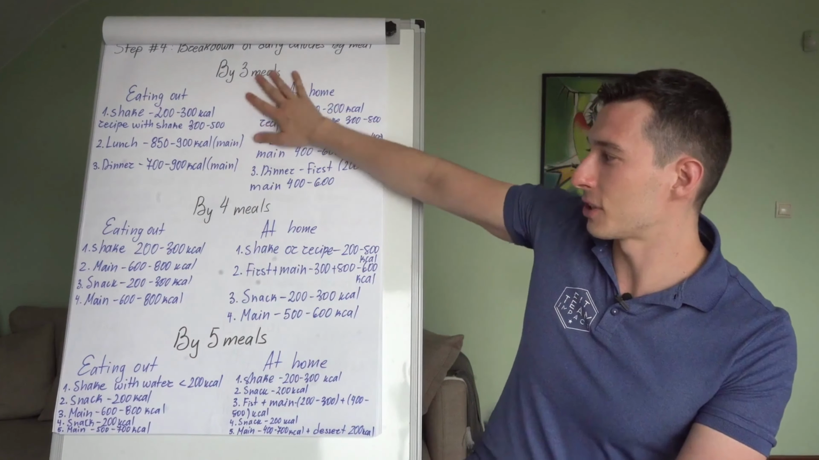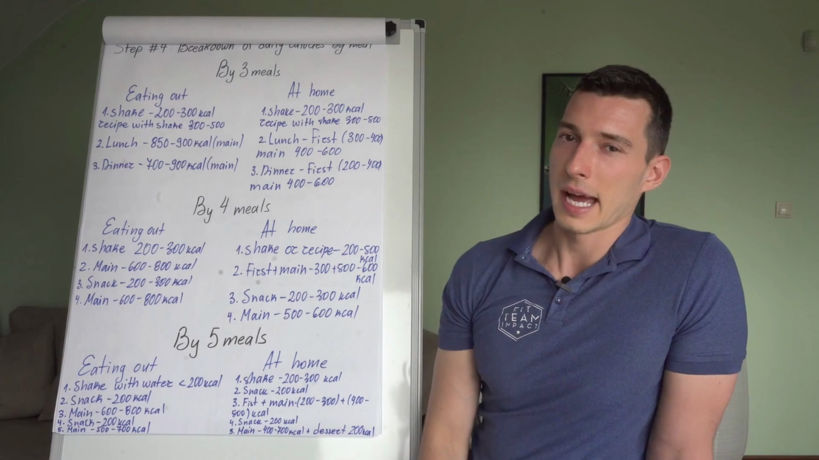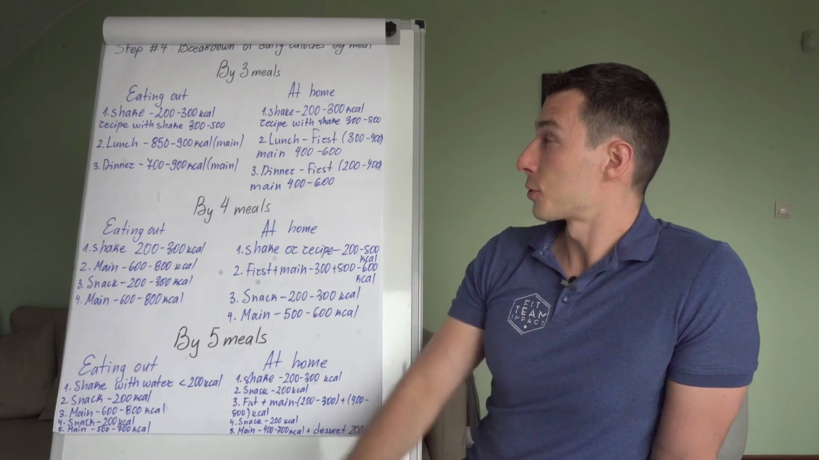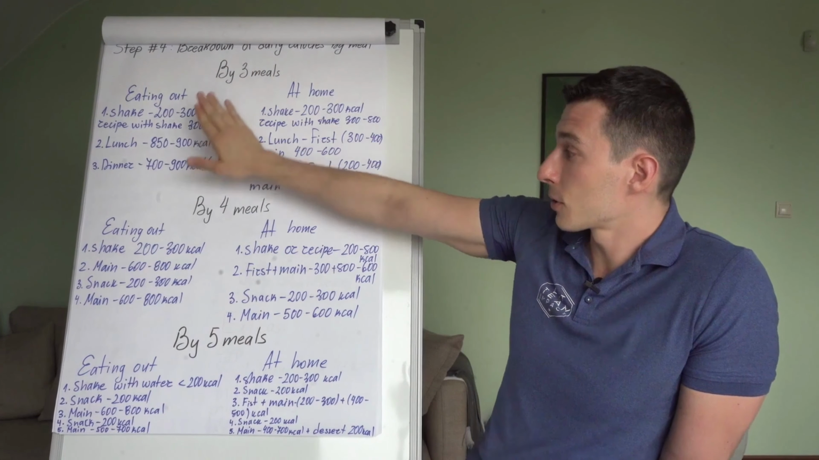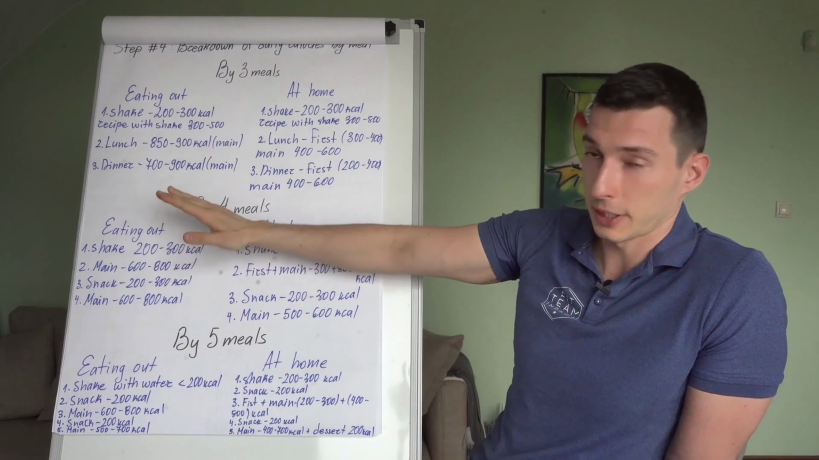It's just basic guidelines. So I suggest you take a screenshot of that, keep it on your phone, and it will act as a guideline for you. So if you're eating 3 meals, we're going to discuss what we can do if you're eating out and if you're eating at home. If you're eating 4 meals, we're going to discuss what you can do if you're eating out or at home. And then if you want to eat 5 meals, we're going to discuss what's happening when you eat out and when you eat at home.